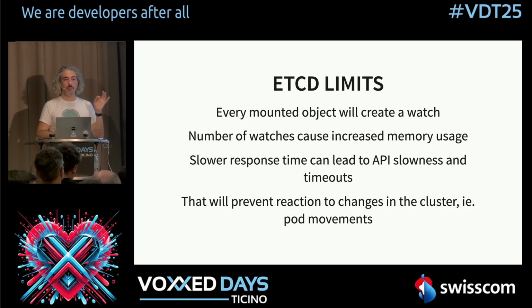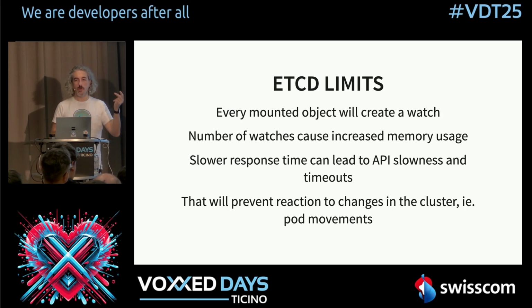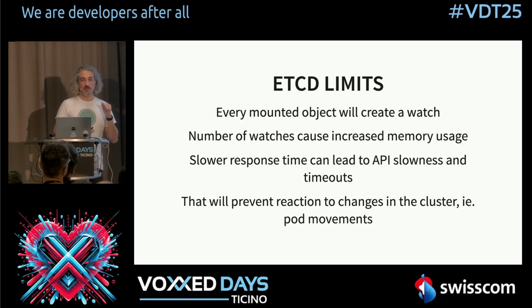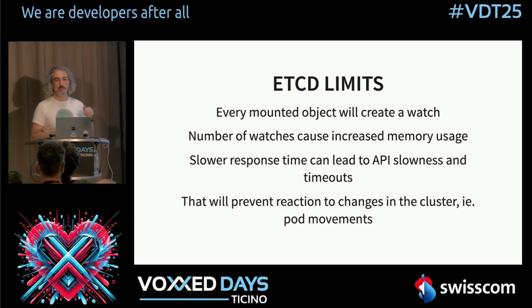There's also the problem with memory at the control plane. Every mounted object will create a watch. If you mount a secret, you mount a config map, this creates a watch, and the number of watches will cause increased memory usage, and this will increase the response time of your Kubernetes API, and after a period of time, I think it's 1 minute or so, your requests get dropped, so nothing in your cluster is going to work. So if a pod dies, but your API is not responding, Kubernetes is not going to be able to create another pod, your service is down.